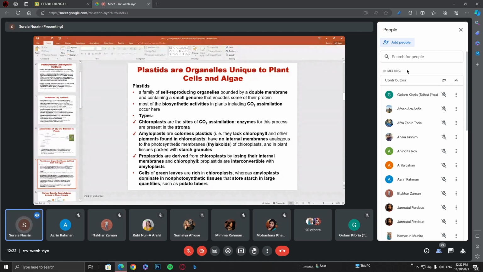So if we look at the green plant, we can now easily say that the green leaves of the plant are rich in chloroplast, because they have the chlorophyll. And amyloplasts are in the non-photosynthetic tissues. That means photosynthesis does not occur in amyloplasts, rather they store the starch in large quantities. An example, potato tubers. Potato tubers are made up of amyloplasts. Is it clear? Yes, ma'am.